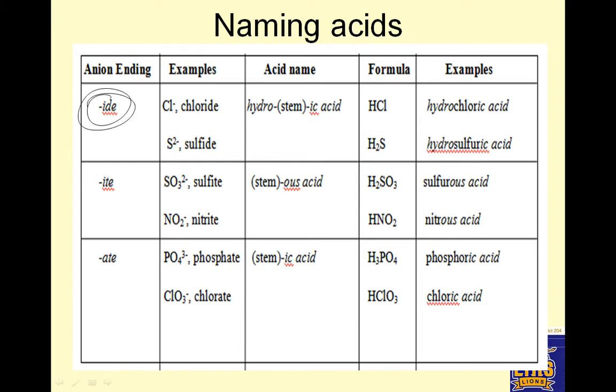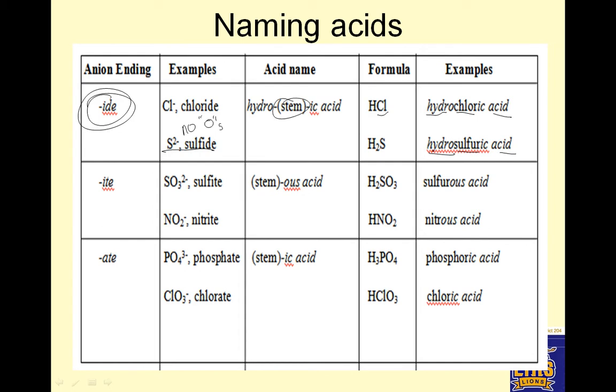Now, you need to know this. If it ends in ide, like chloride or sulfide, notice these don't have O's. No O. It's going to be hydro-ic acid. So HCl, Cl is chloride. It's going to be hydrochloric acid. H2S, S is sulfide, hydrosulfuric acid. See how that stem comes from the base of the word?